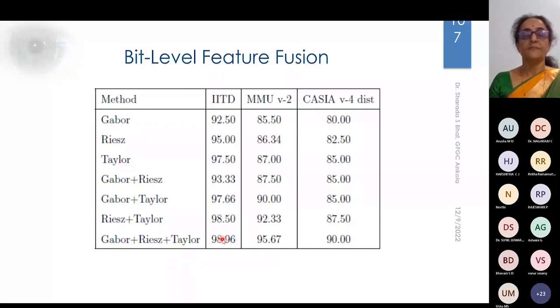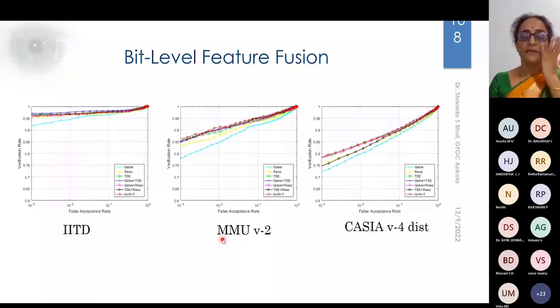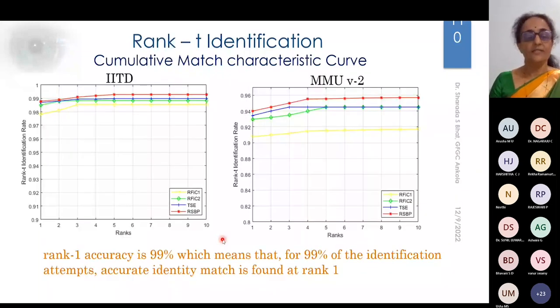So it gives us a good result. This RSBP has given us a good result with identification also. Here, rank 1 accuracy is 99 with the IITD database, of course, IITD is an NIR database.